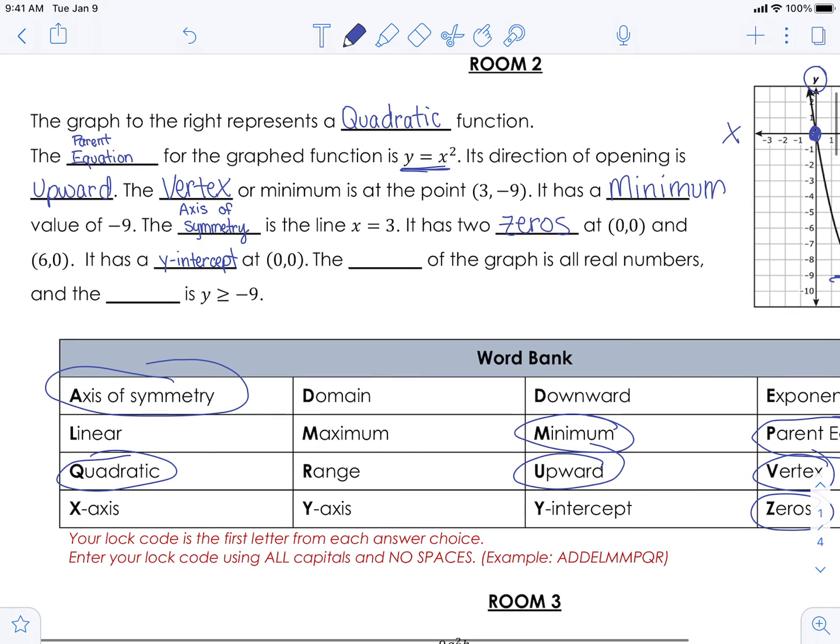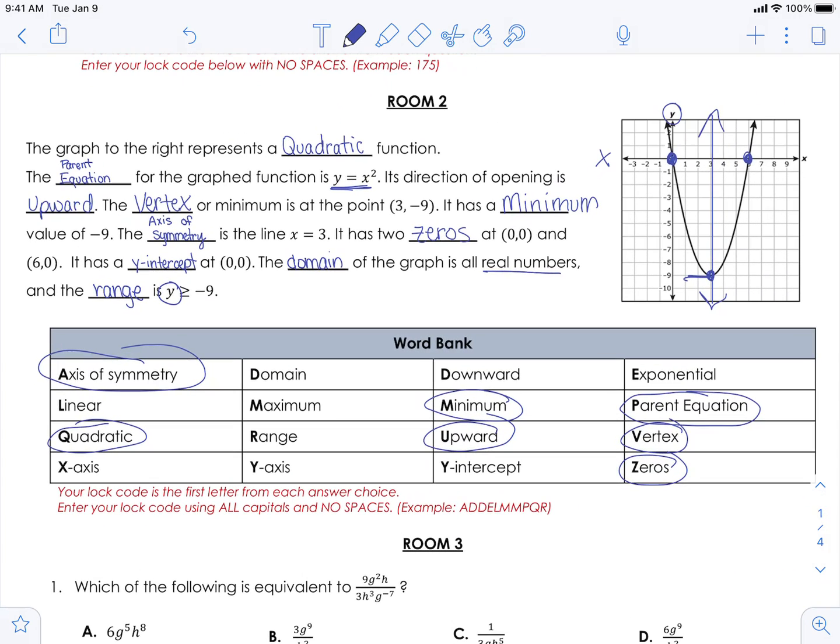Okay, then we have the blank of the graph is all real numbers, and the blank of the graph is y is greater than or equal to -9. Well, when we're talking about all real numbers, that means our graph's going to keep going to the left and the right forever and ever and ever. So that's going to be our domain. And because this one is talking about y, it's going to be our range. So that's just getting some practice using some important vocabulary from the quadratic topic.